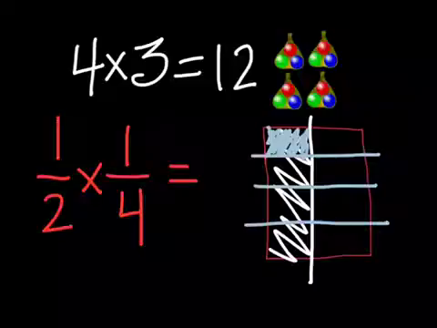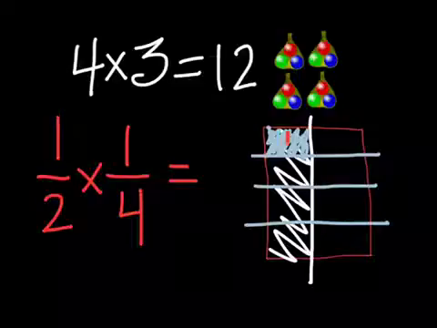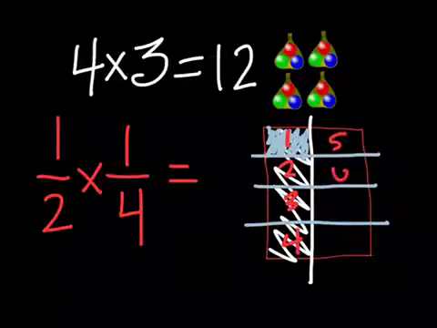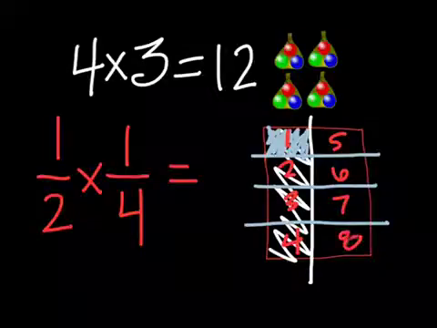Now we're going to figure out our answer. There are 8 total boxes of the whole, but there's only 1 box shaded of 8. Therefore, our answer is 1/8.